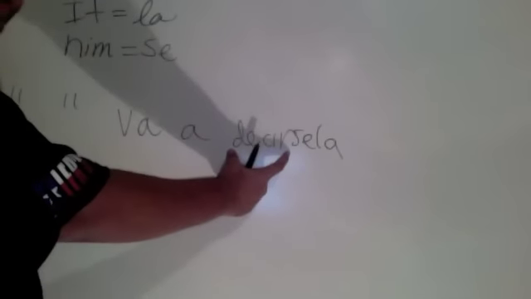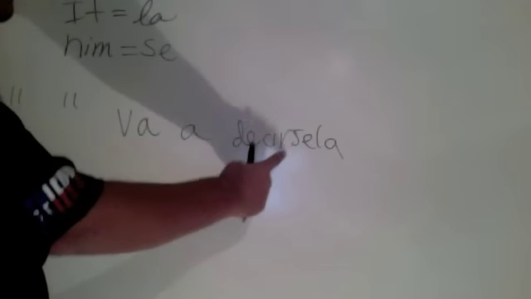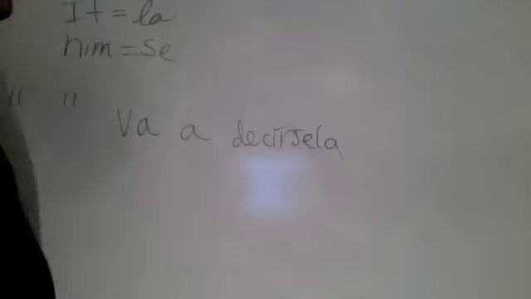How do you say this? Decir. You stress the I, not the E. It's not decir, it's decir. That's where your accent goes. Decírsela. And you can clarify if you want to by saying a él. Our next sentence. We make it for them.